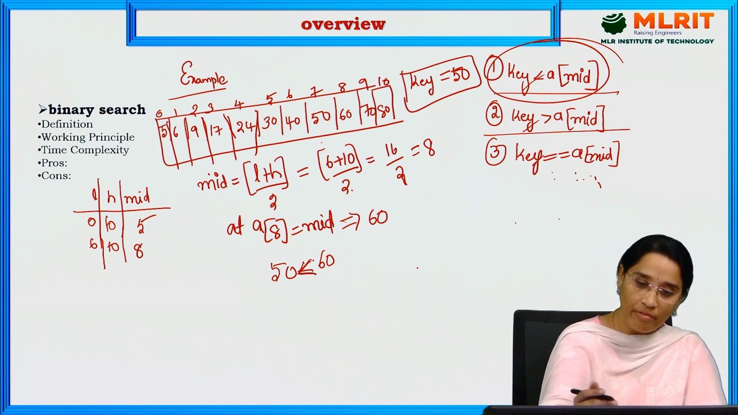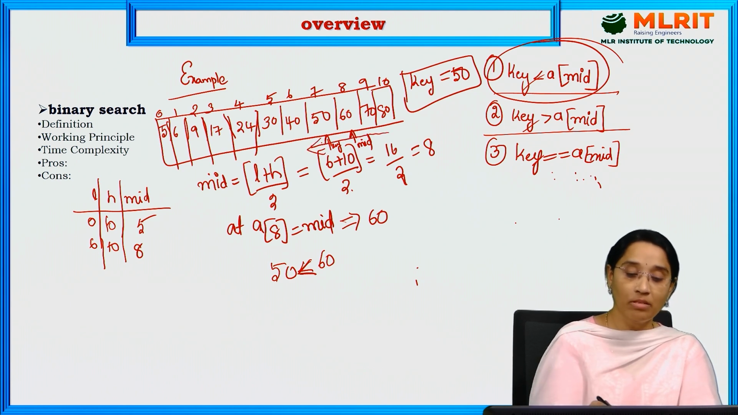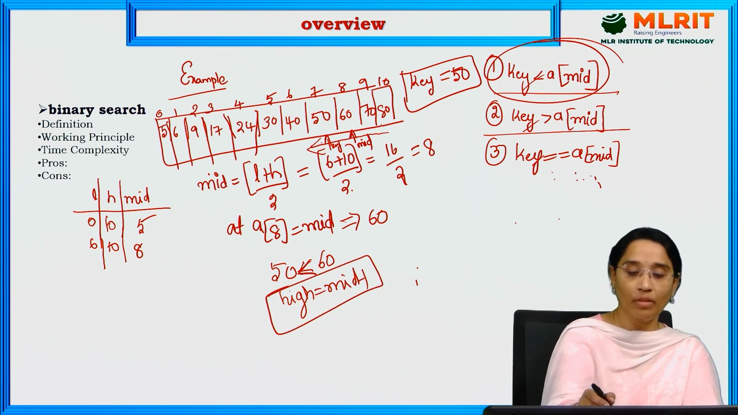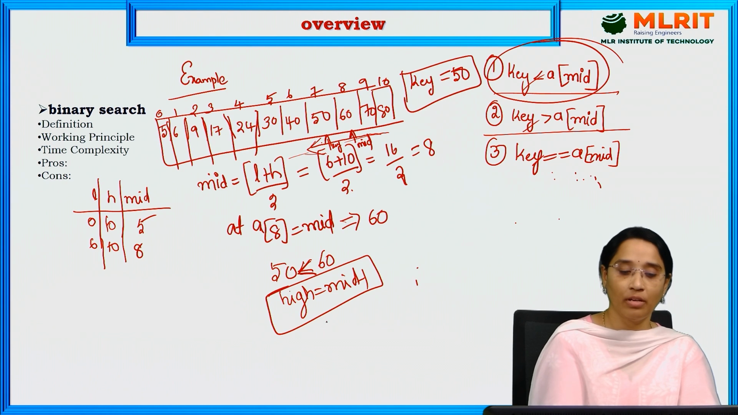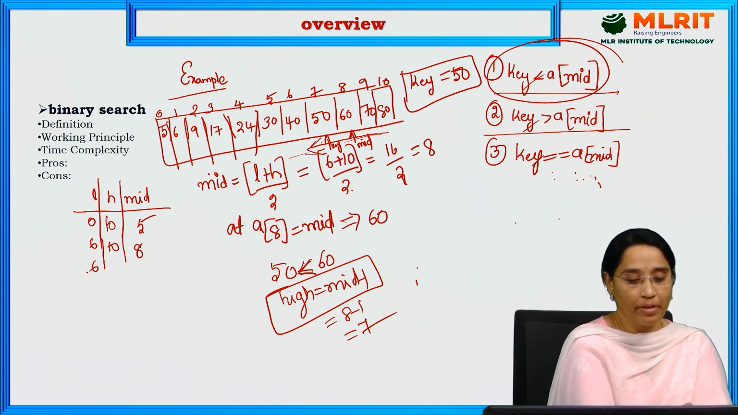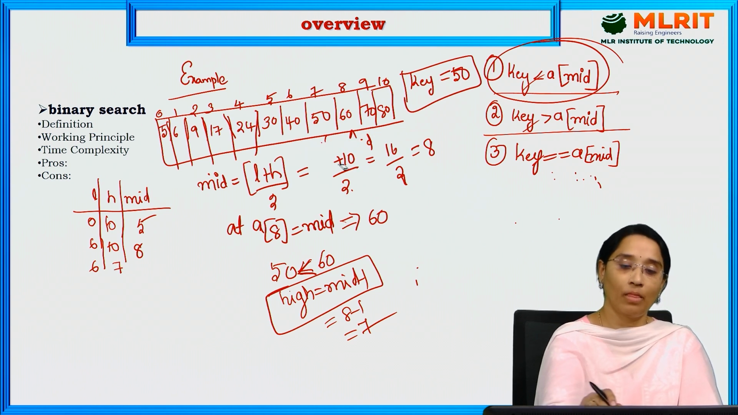So your mid value is here at the 8th position, and your key value is here. So you are moving towards this way, means high is equals to mid minus 1, because you are decrementing. This way you are moving. 8 minus 1, 7. Now low remains as it is. High has changed to 7. So this is your second case.